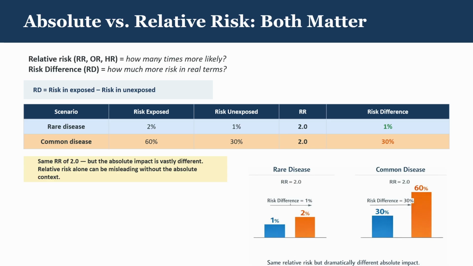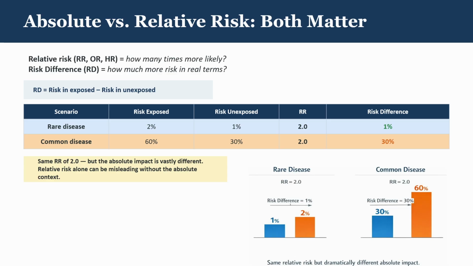Scenario 1, a rare disease. Risk in the unexposed is 1%. Risk in the exposed is 2%. The RR is 2, exposure doubles your risk, but the absolute risk difference is only 1 percentage point. In a herd of 1,000 animals, eliminating the exposure would prevent 10 cases. That might or might not be worth the intervention cost.